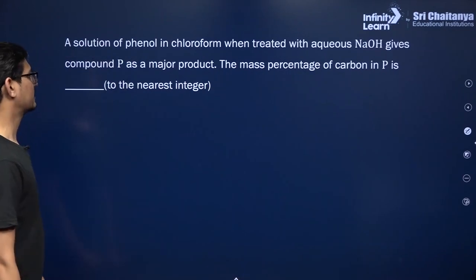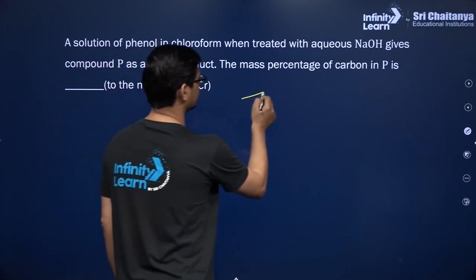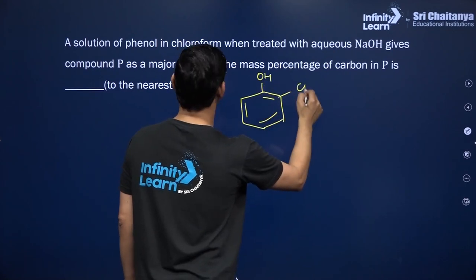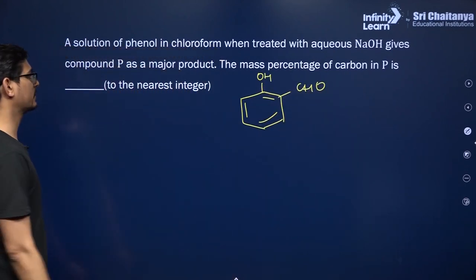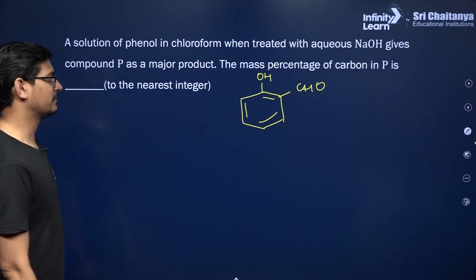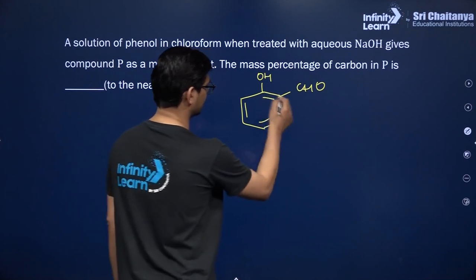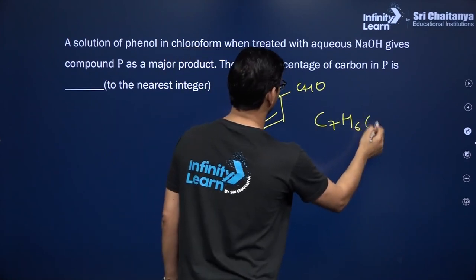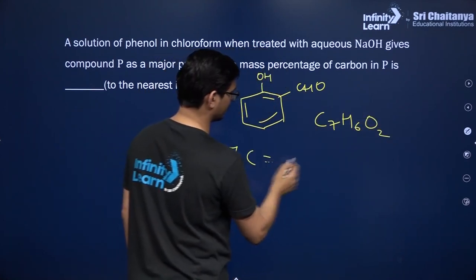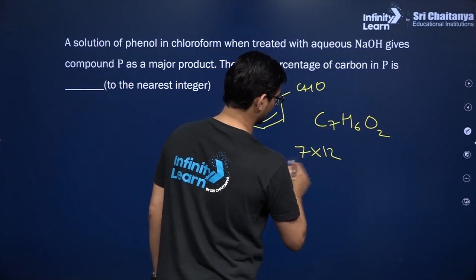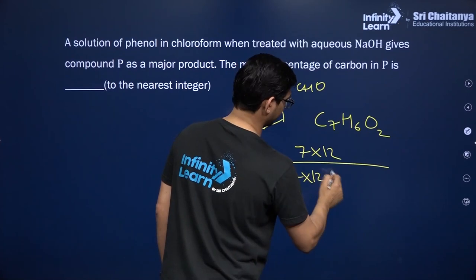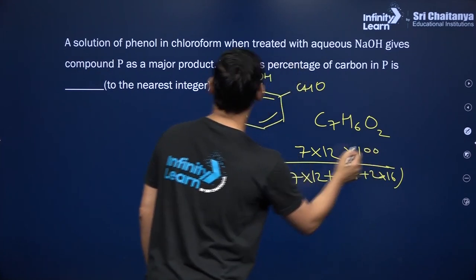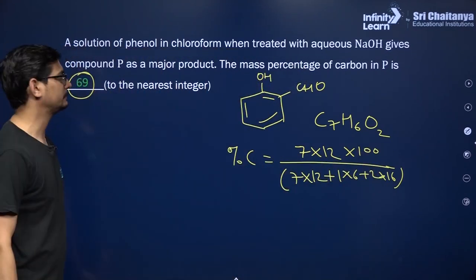Right? Next question, a solution of phenol in chloroform when treated with aqueous NaOH gives compound P as a major product. So this is Reimer-Tiemann reaction. Chloroform and aqueous NaOH gives you salicylaldehyde, the mass percentage of carbon in the product, right? You can easily find out that this has 7 carbon atoms. Hydrogen are 1, 2, 3, 4, 5, 6. Oxygens are 2. So percentage of carbon in the compound is 7 into 12 divided by the molar mass of the compound, which is 7 into 12, 1 into 6 and 2 into 16, multiplied by 100. So you will find the answer is 69.